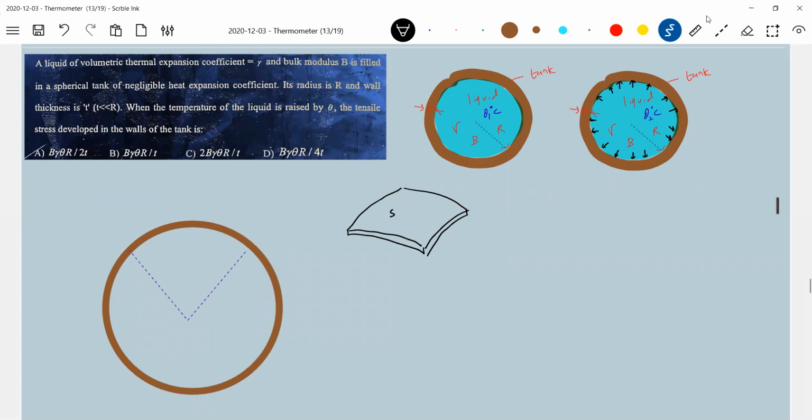This is a strip on the tank. I'm shading it. Looking at this, you should assume a football patch; that is how the patch will look. Let's get into it. So how will the forces be acting? Here is T, this length is L, and the thickness is what? Here, this one.